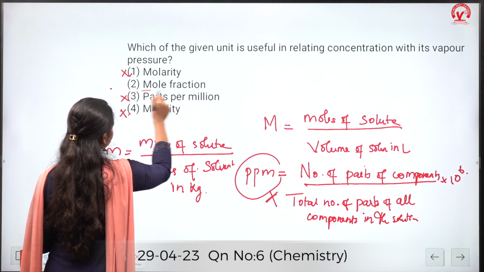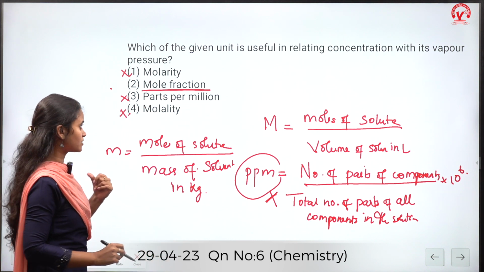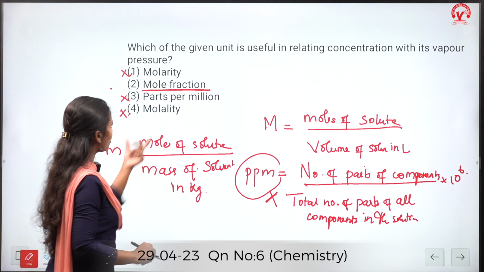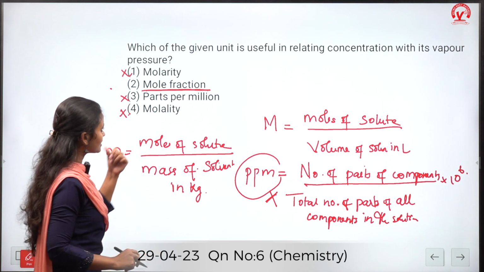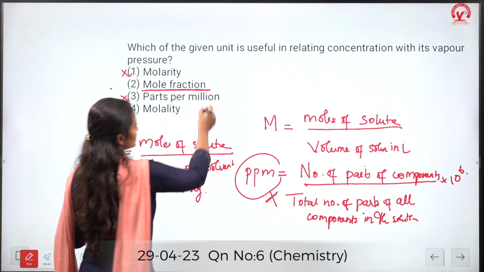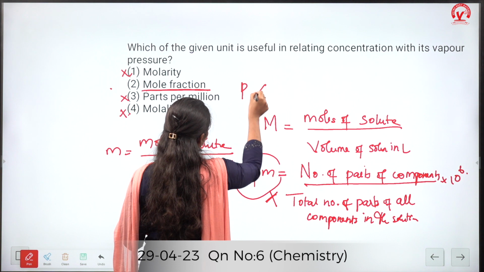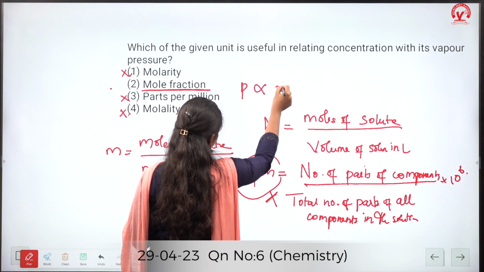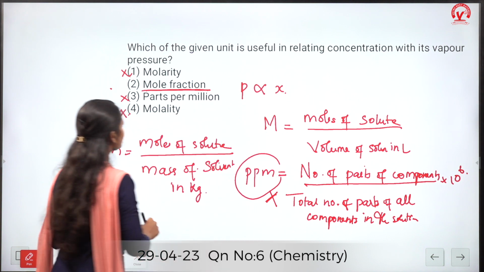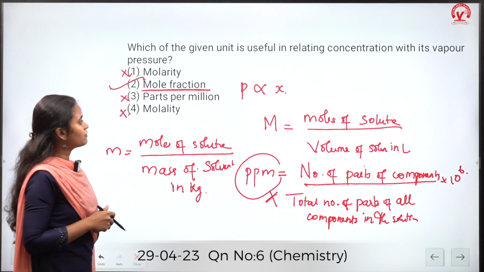So, in the case of mole fraction, first we have to know Raoult's law. This law states that for a solution of volatile liquids, the partial vapor pressure is directly proportional to its mole fraction. So, the correct option is option 2, mole fraction.